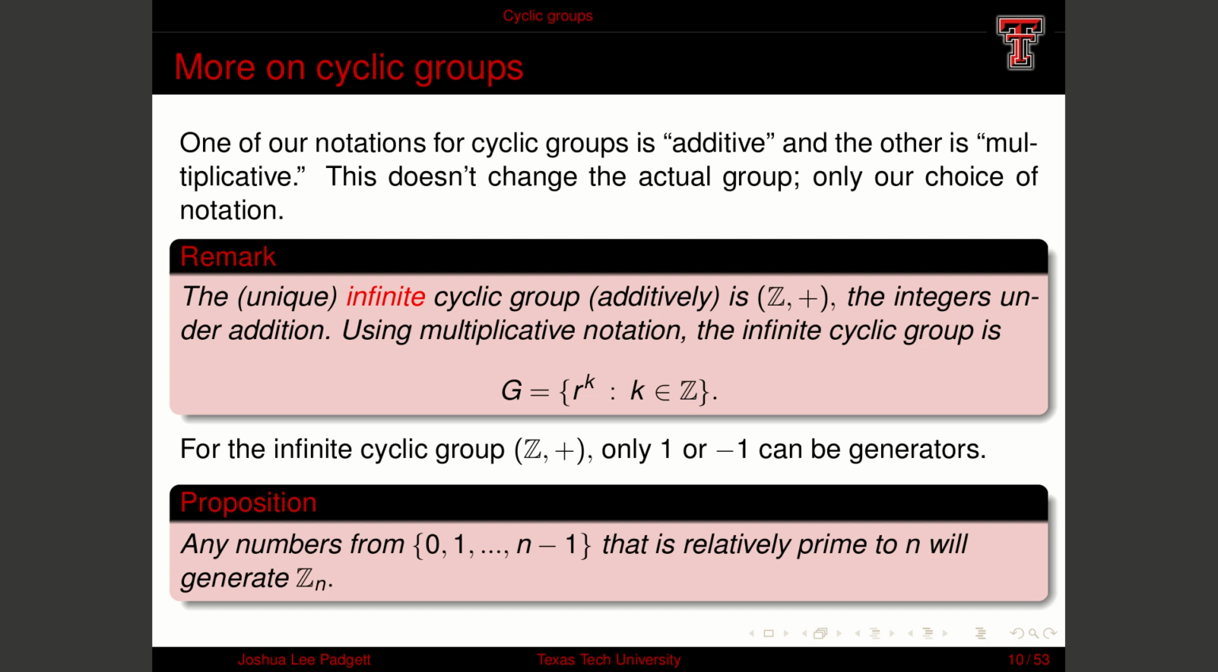So what do I mean? If I have Z sub 8 and I choose the number 2, then I'm going to get 2, 4, 6, 0, 2, 4, 6, 0, 2, 4, 6, 0. And I'm never able to hit the odd numbers because there is a 2 in common with the 2 and the actual n right here. So this is simply a proposition that we could prove that lets us know that for these cyclic groups, we don't have to just choose the number 1. We simply need to find an object that is relatively prime to the size, or the order, of the group.